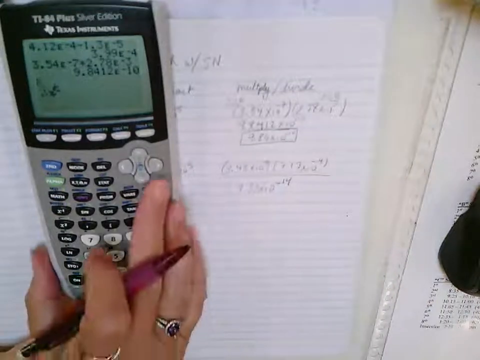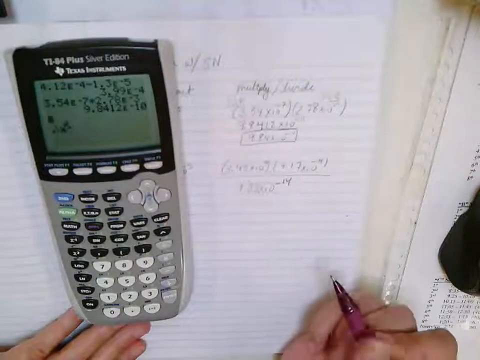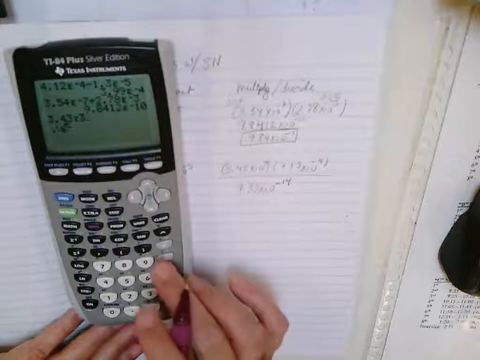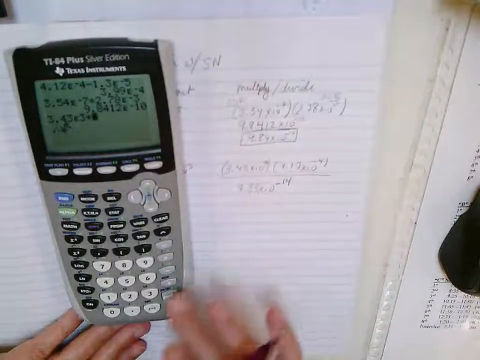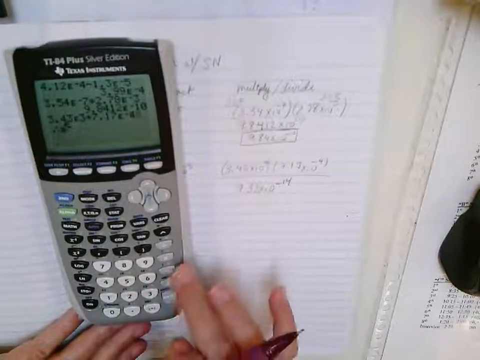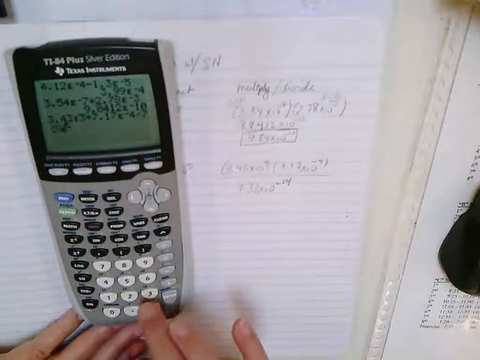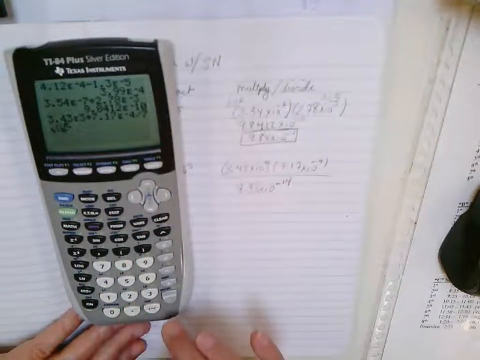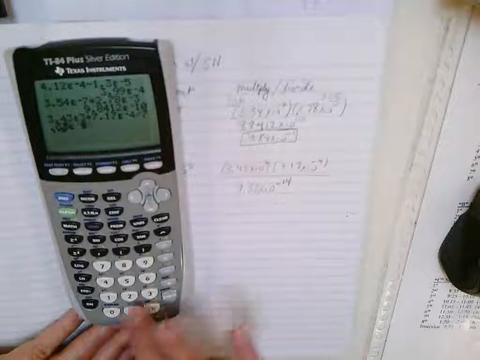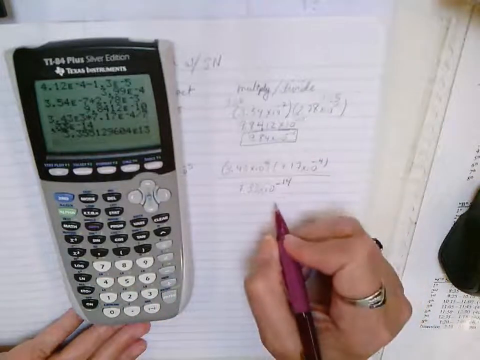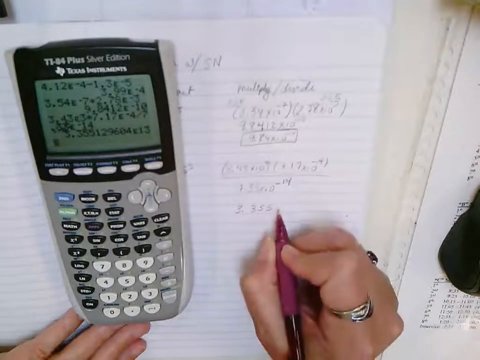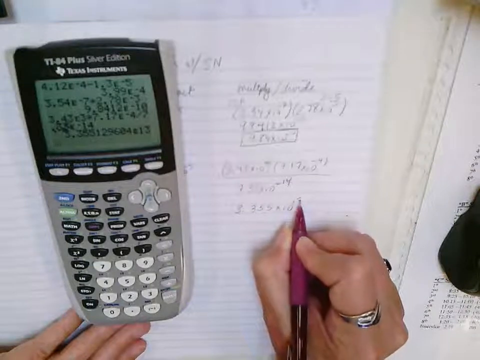Okay, how about this one? So I have 3 significant digits in each, so it's going to be 3.43 second EE 3 times 7.17 second EE negative 4 divided by 7.33 second EE negative 14. And I get 3.355 times 10 to the 13th.